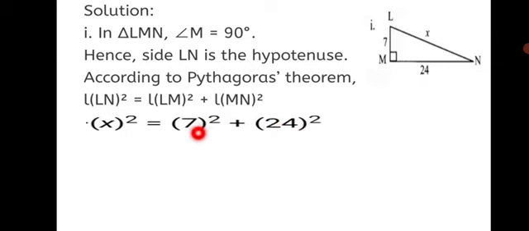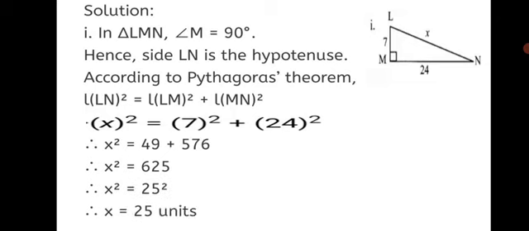Now we will solve it. 7 square means 7 into 7 and 24 square means 24 into 24. So we write x square is equal to 49 plus 576. X square is equal to 625. You have to do the rough work.